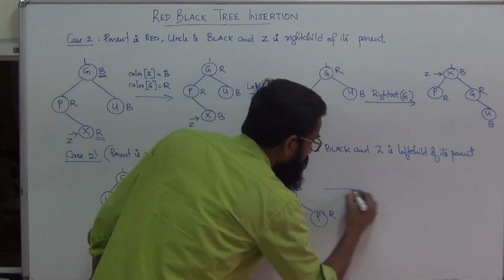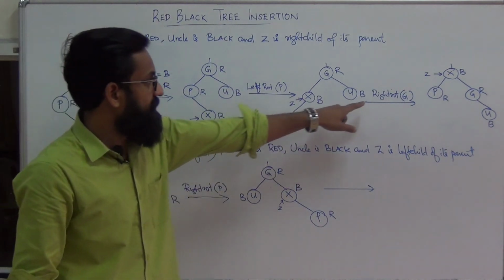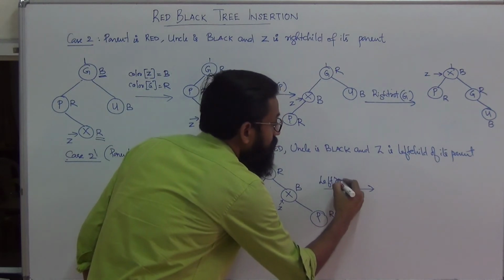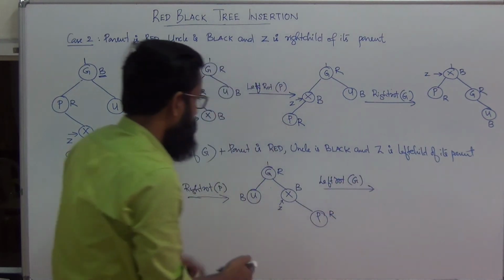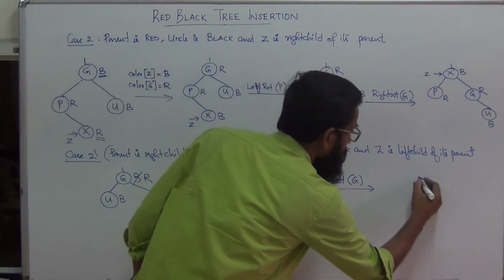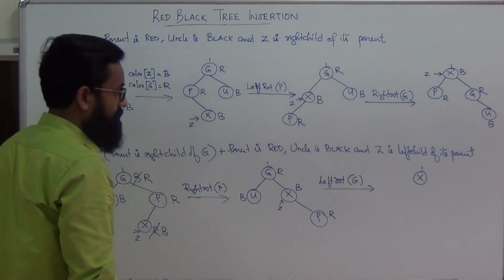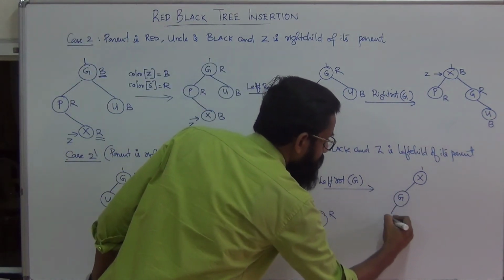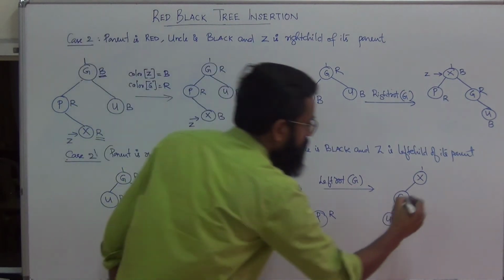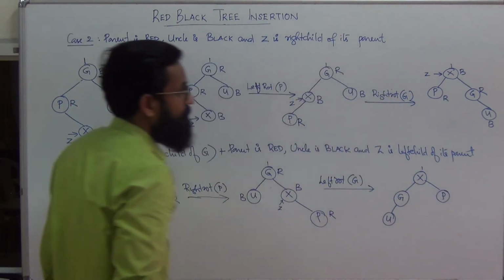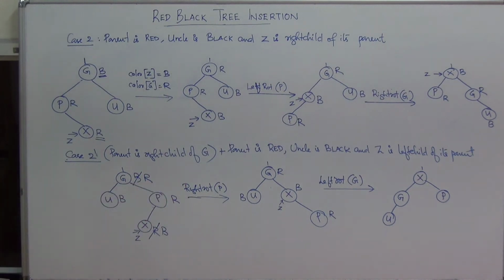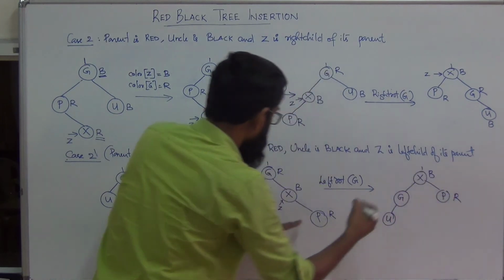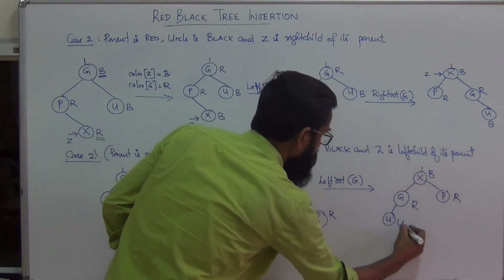Now this must be followed by a rotation. In this case you have performed right rotation, so here you have to perform left rotation with respect to grandparent. X will take the position of grandparent. Then G will be pushed to the left subtree, U will remain as such, and P will remain as the right child of X. So here color of P is red, X is black, grandparent is red, and uncle is black.